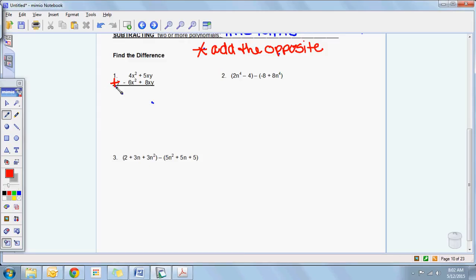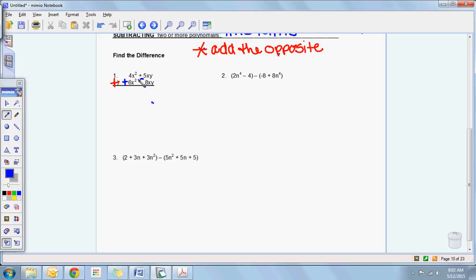Yes. The only way you can do that, though, is if you add and then change everything else after to the opposite sign. So we added, and this now needs to change to the opposite of a -6, which would be a +6. And the opposite of a plus 8xy would be a minus 8xy, okay? So we can change it to an addition problem, but everything after the sign needs to change to the opposite, okay? Now it's just an addition problem that we can add up.